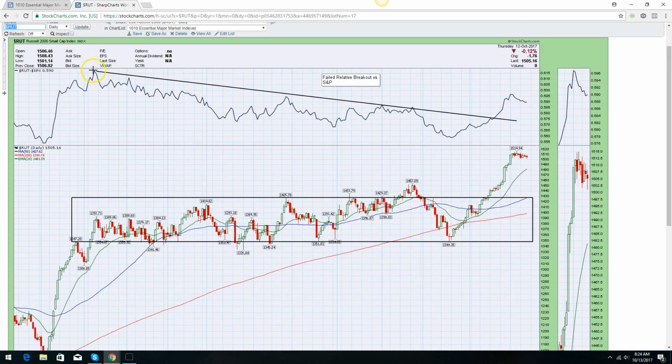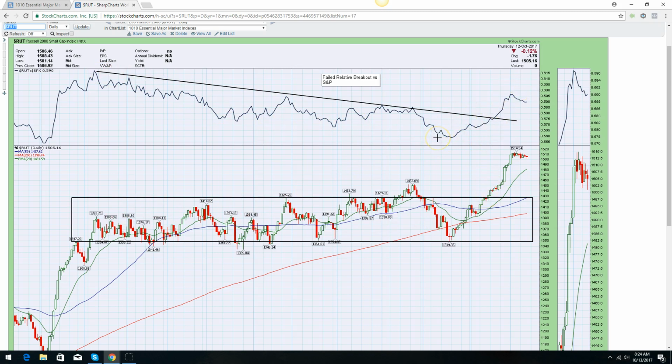And then you have the relative ratio versus the S&P 500. So look at all these times that it tested this trend line, and then it finally broke through. When this line is rising, it means the Russell small caps are outperforming the market, and when it's going down, it means it's underperforming the market. So during this sideways correction, it was underperforming the market. Then it breaks out and now starts to outperform.